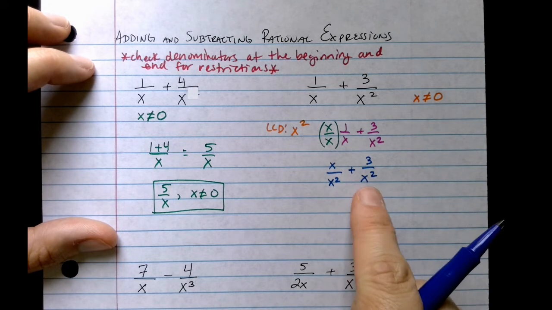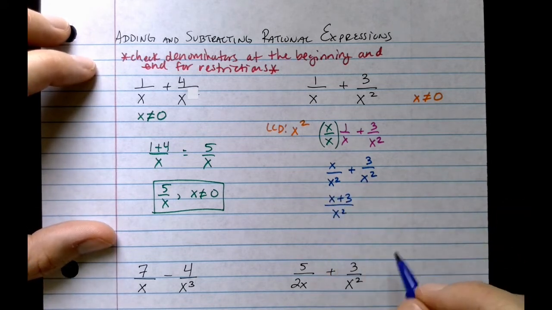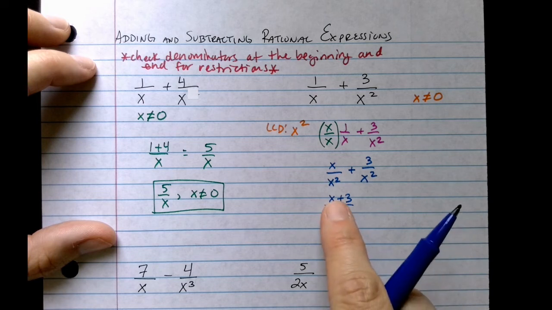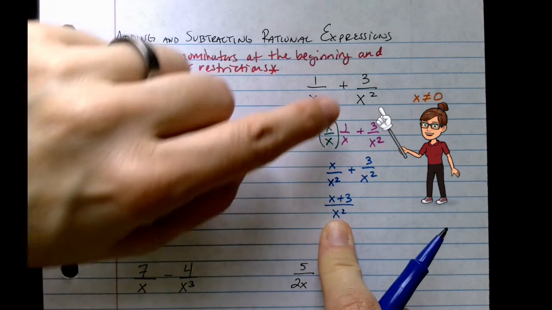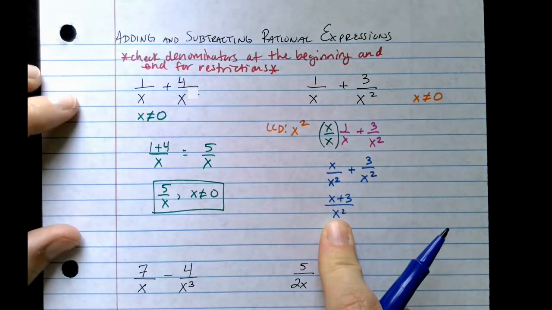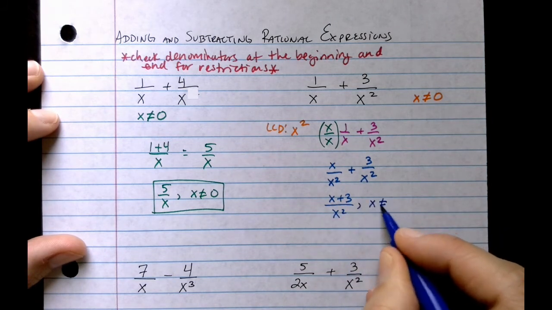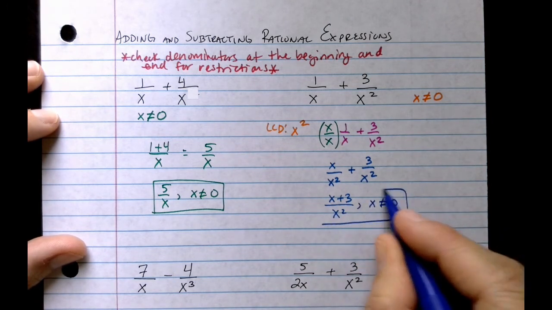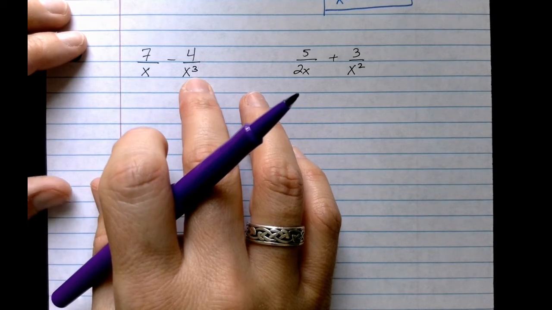Now do you see the denominators are the same? Now we can add them. And that's it. Actually, there's nothing more I can do here with x plus 3. Now let's check our denominator. This denominator is exactly the same as we had up here, which had this as my restriction. So I have no new restrictions. So my answer is this expression, comma, and then my restriction. And there we go.